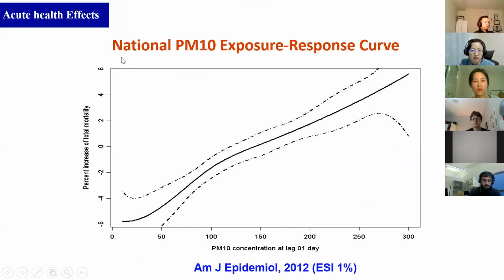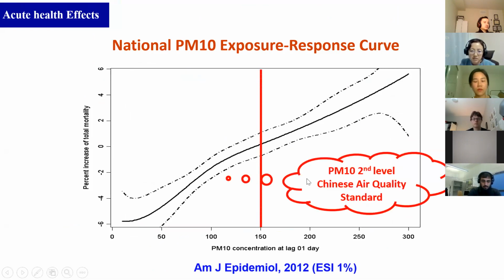So based on the pollution level in China, we drew this curve to investigate the exposure-response relationship. This is for PM10. At that time, in the Chinese air quality standard, we still used 150 as grade 2, the lowest grade of the national standard. And of course, grade 1 is around 100 or 75, probably 75. I need to check back.